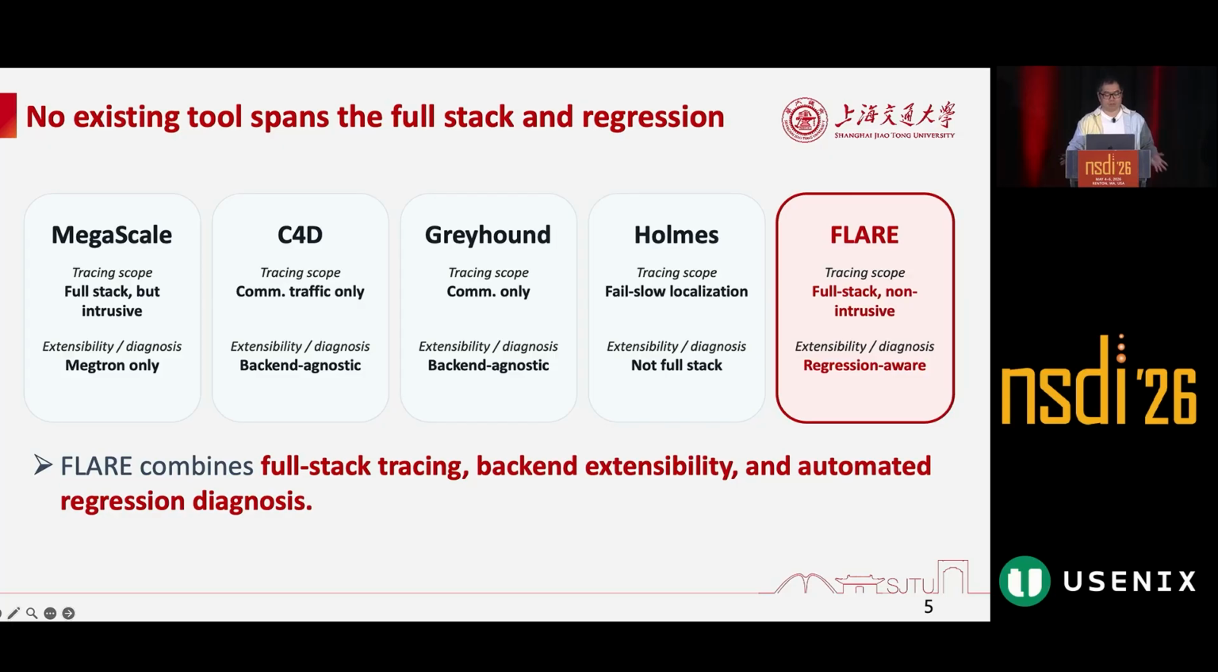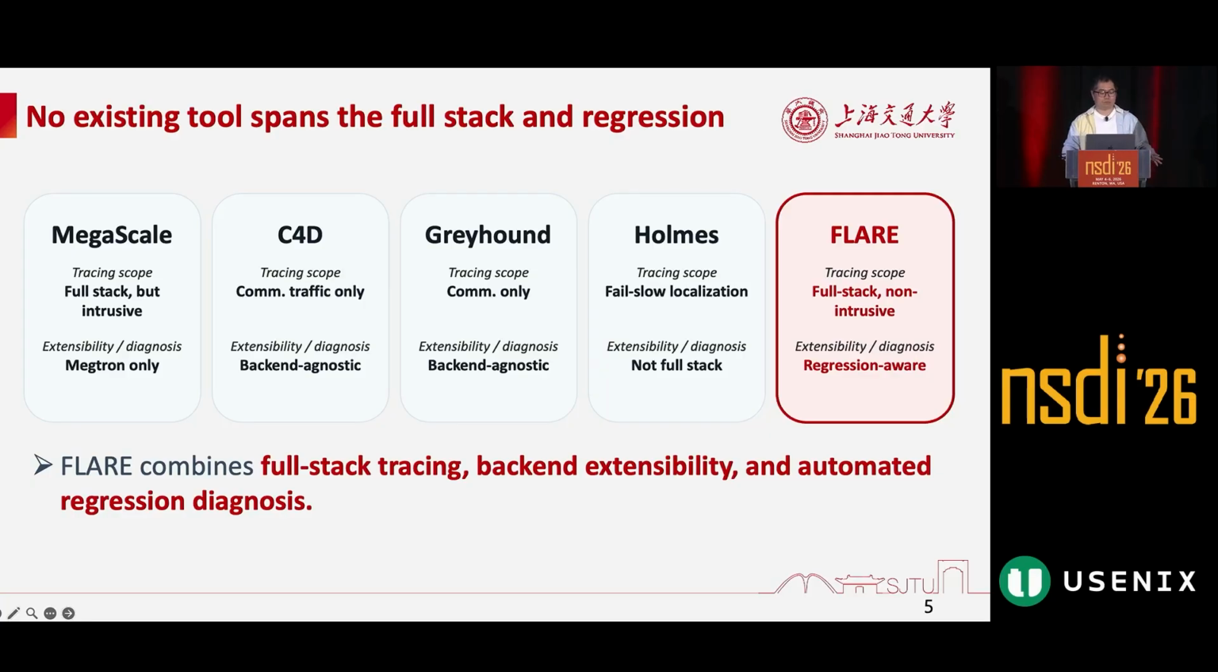Now let's talk about the landscape. If you want to solve regression problems, we need full stack tracing. Meanwhile, our algorithm teams are using various backends like Megatron, FSDP, and so on. So the new system should have 3 important features. At first, it should be full stack tracing. Second, it must be backend-extensible. And the last one, the most important, automated regression diagnosis.